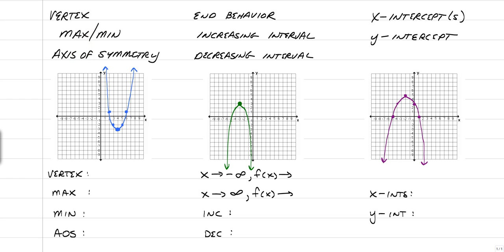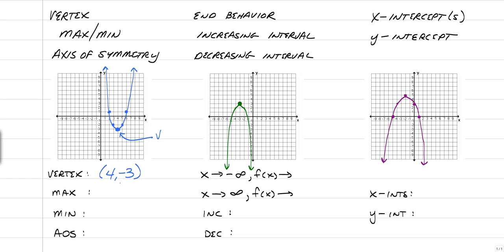A vertex is the point where the graph changes from decreasing to increasing, or if it was upside down, from increasing to decreasing. It's also known as a turning point. So this right here is our vertex, and its coordinate is 4, -3.